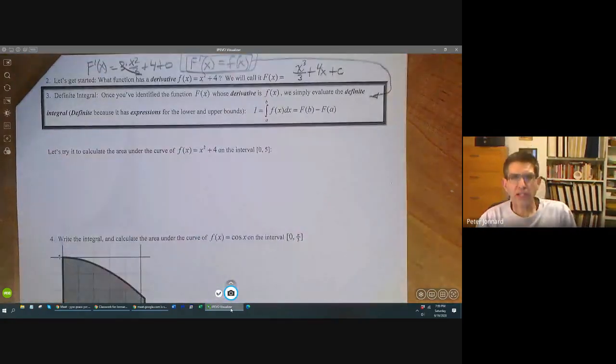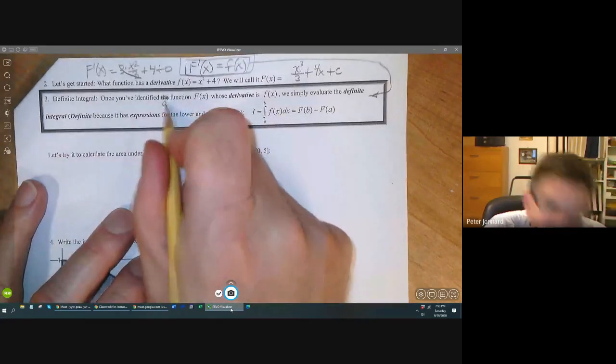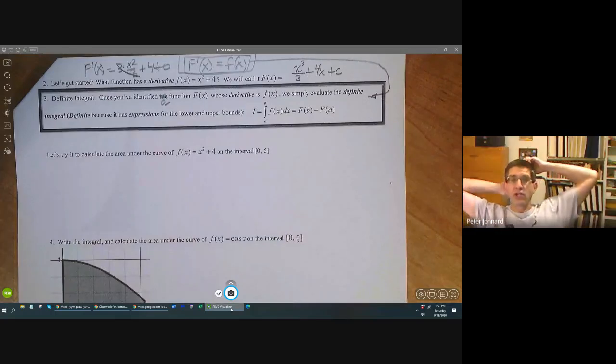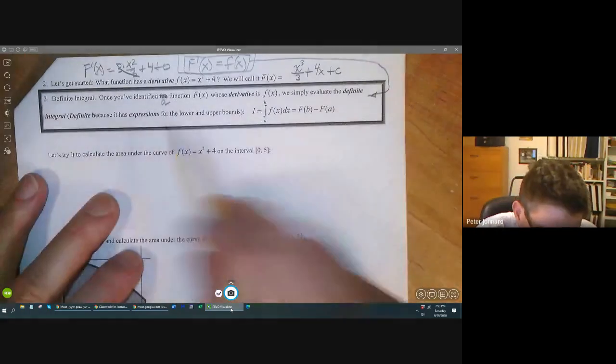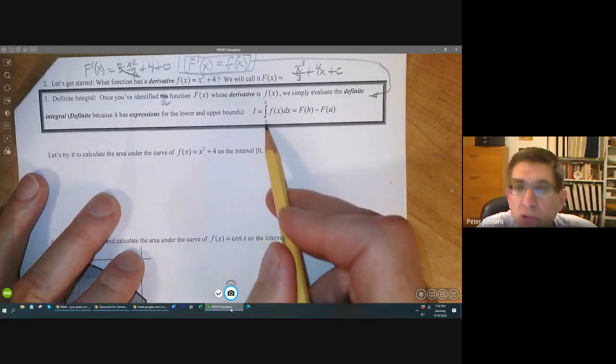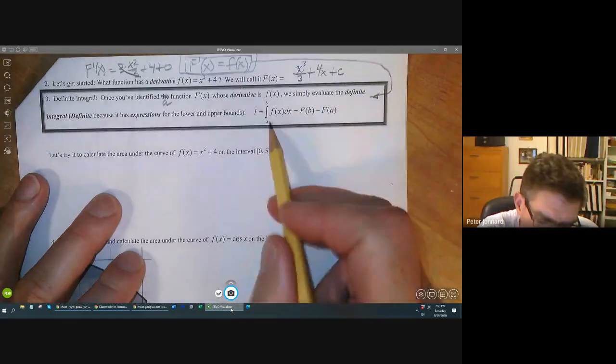Once you've identified the function, capital F of x, whose derivative is f of x, we simply evaluate the definite integral. We say definite because it has expressions for the upper and lower bounds. Sometimes you have an integral where they don't give you those upper and lower bounds, and that's called the indefinite integral. But this one's called the definite integral.